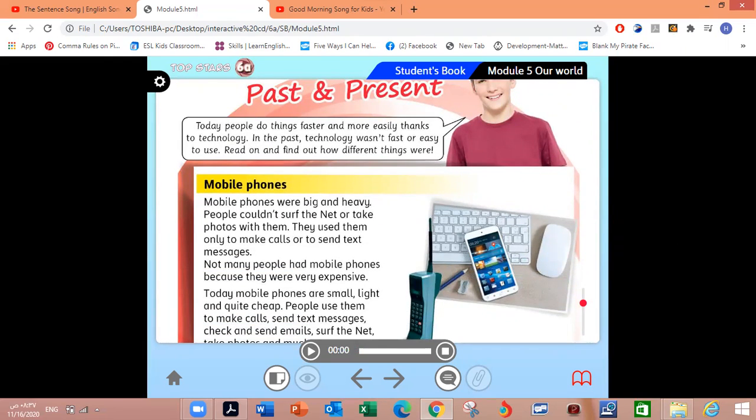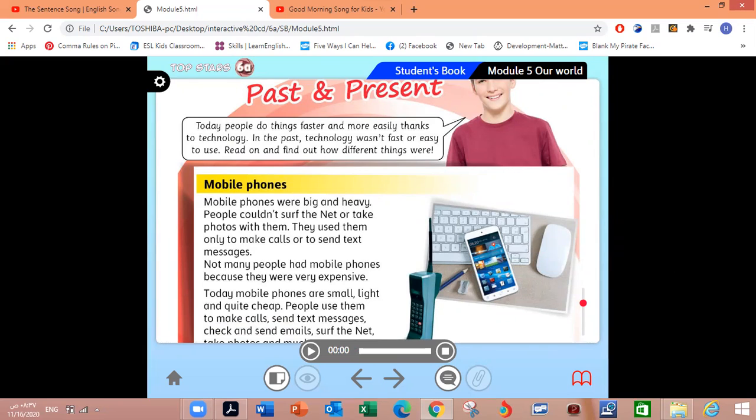Back again. Are you ready? Question 1. Was technology fast and easy to use in the past? No, it wasn't. Very good. Number 2. Could people surf the net or take photos with mobile phones? No, they couldn't. Were they cheap? No, they weren't. They were very expensive.